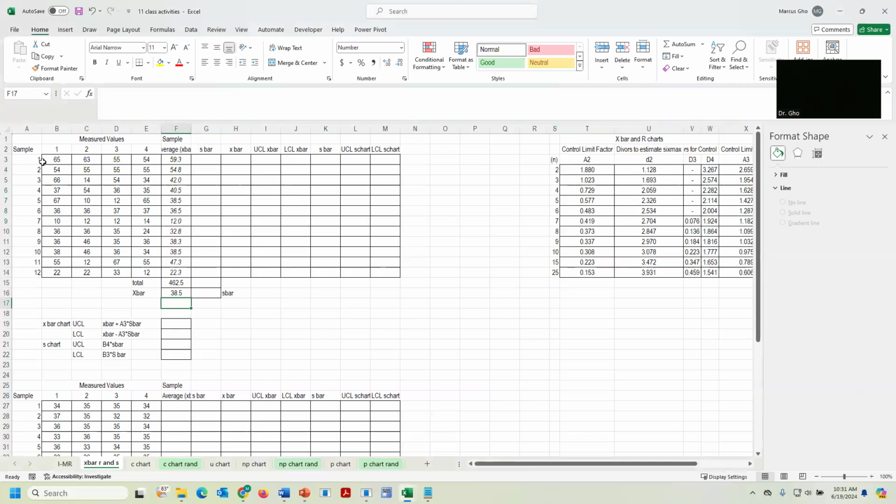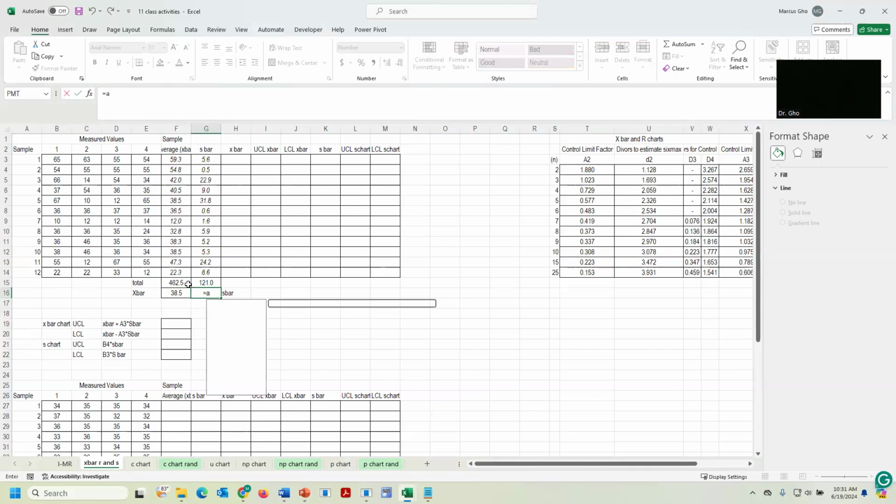And then when we take the standard deviation, we are going to say equals standard deviation of this. I'm going to populate this with STDEV B3 to E3, and I'll copy this all the way down here. If I sum this, I'm going to do the same thing, and this will give me the average of the standard deviations.